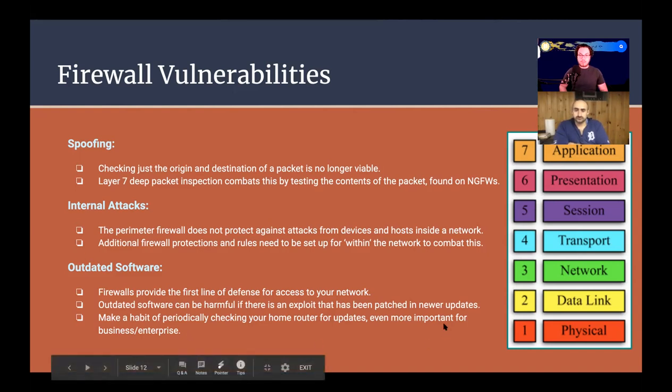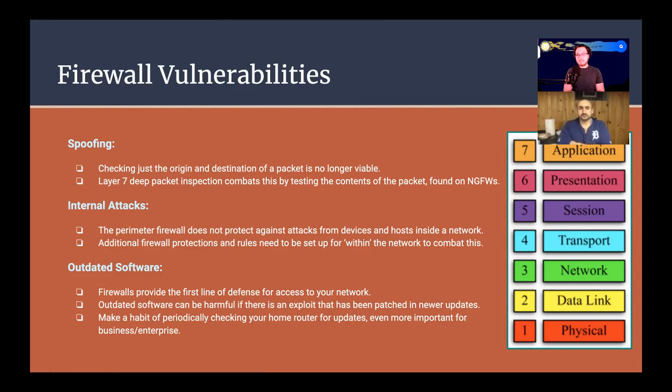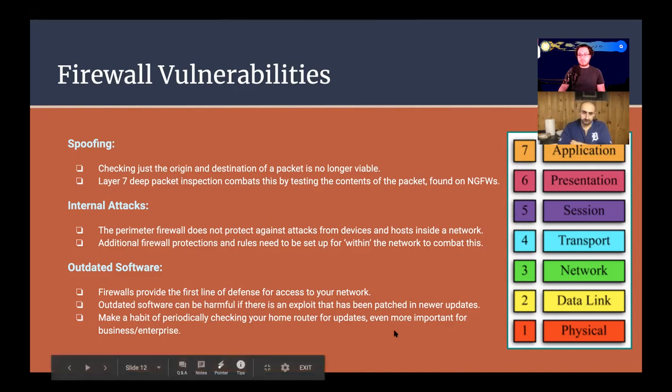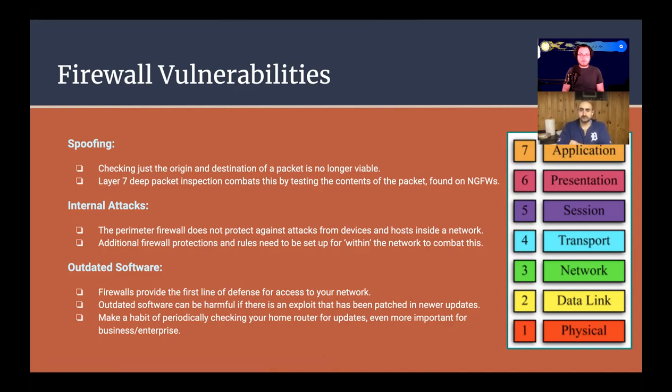And another one is outdated software. On a home network, this isn't as big of an issue, but you should check your router at least like every 6 months to see if there's any big security update or a security patch for something big, that's a big exploit. For businesses, you would want to make sure you're always doing this because you don't want your systems being compromised just for not updating software.